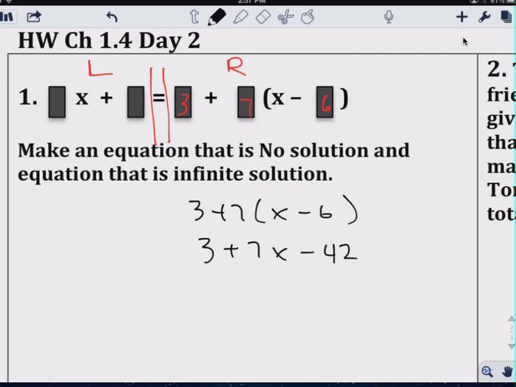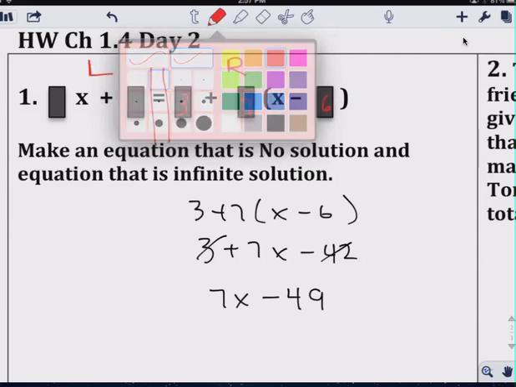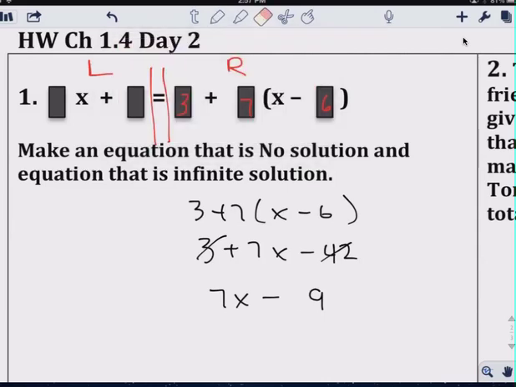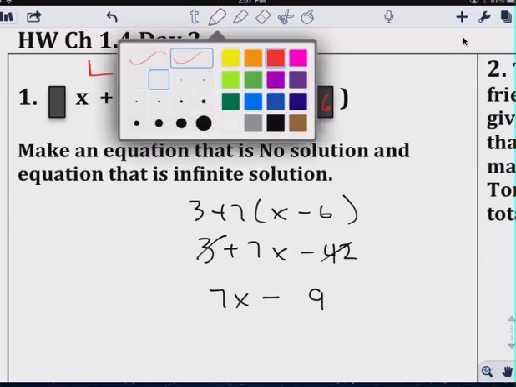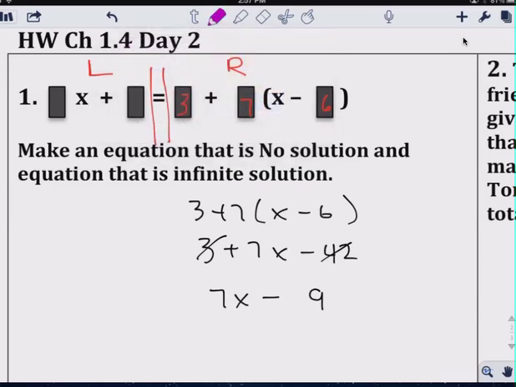Combine the like terms. You get 7x minus 39. Wait, I thought it was 42 plus 3 is 45. It's a negative. Negative 42 plus 3, so that's a negative 39.